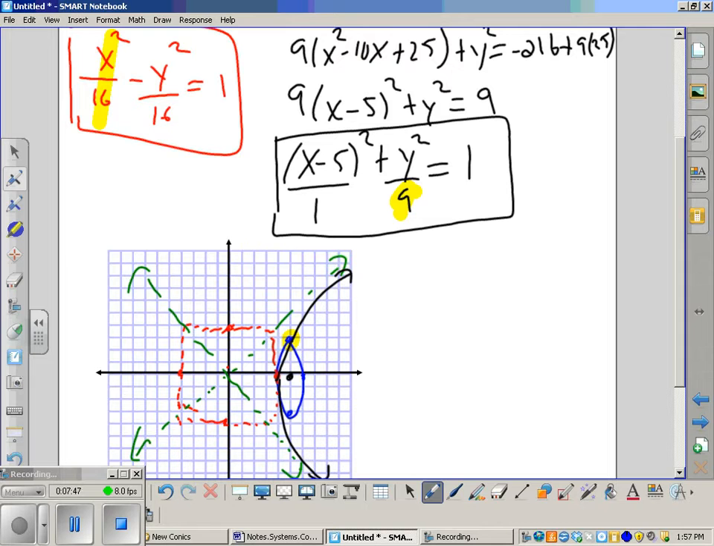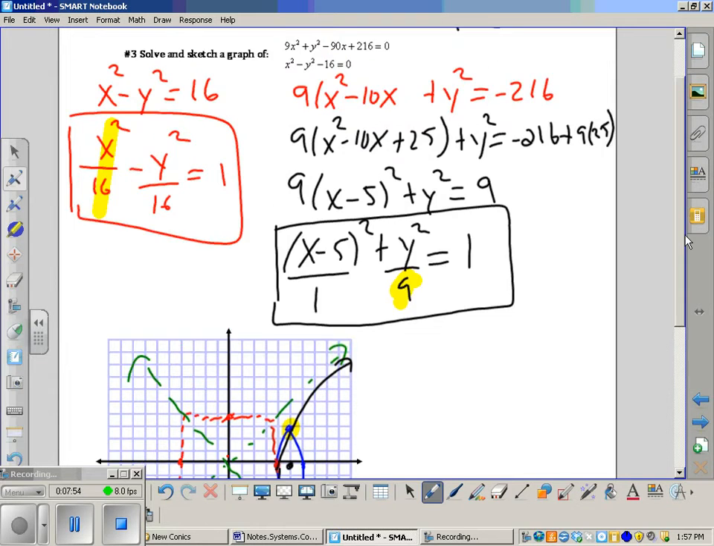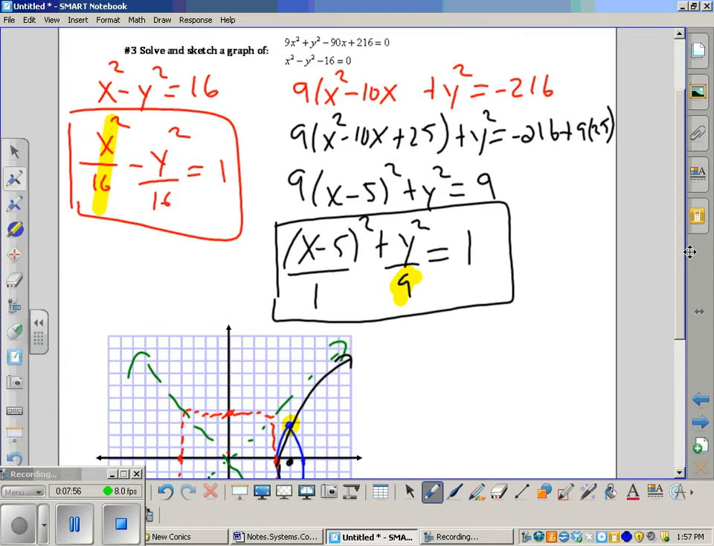So now we've done the graph. We see that we have a hyperbola and we see that we have an ellipse. So now let's put this all together. So go back to the equations. I'm going to add the 2 equations together, okay? When I add them together, I'm literally just going to add the parts together. So 9x squared plus x squared is 10x squared. The y squareds cancel. Minus 90x plus 200.